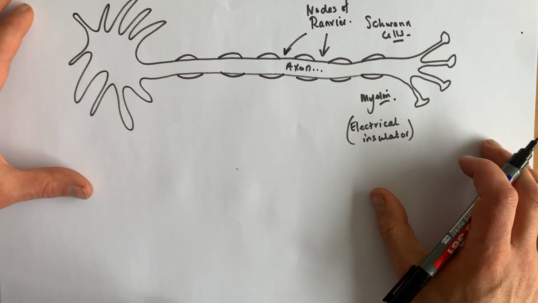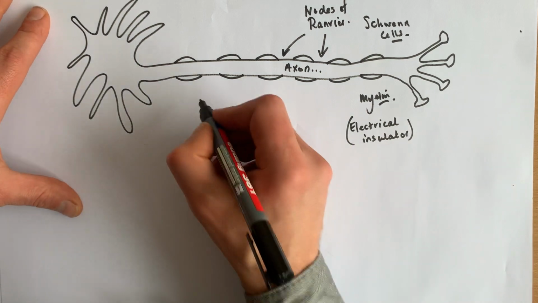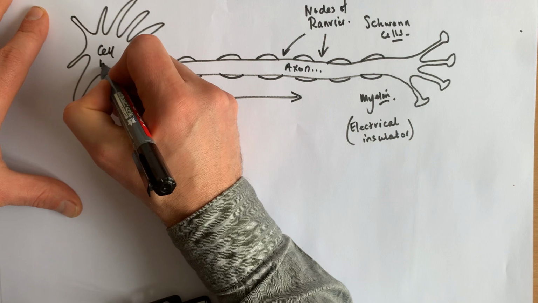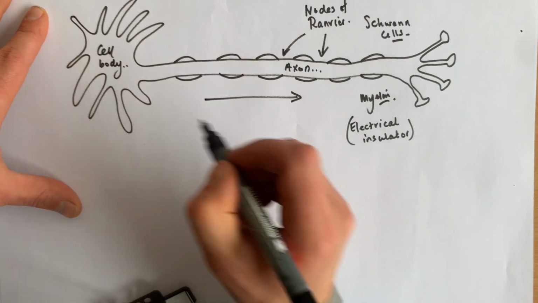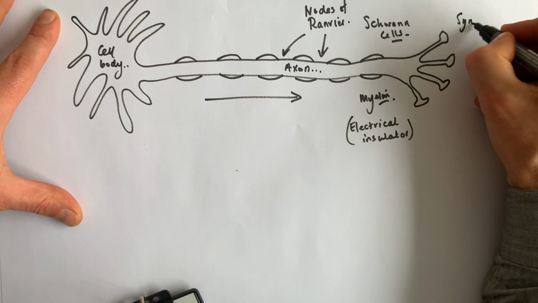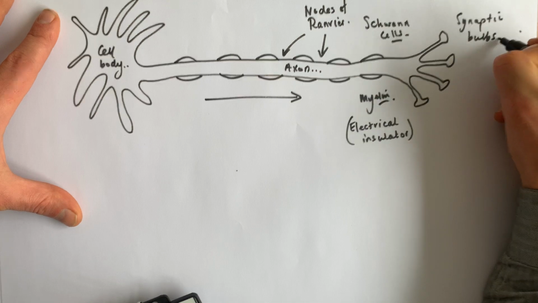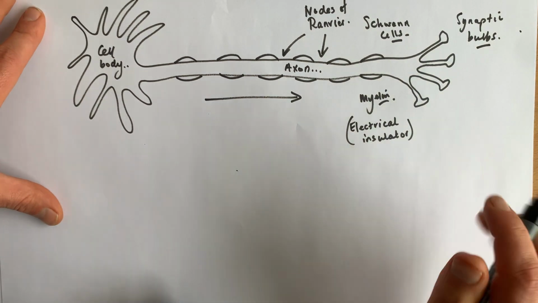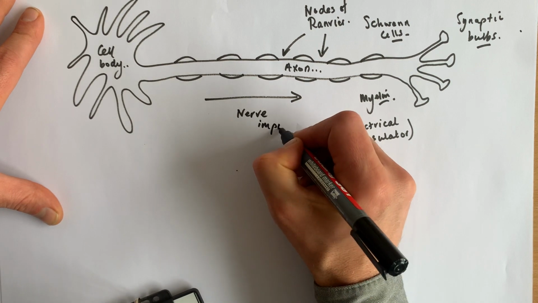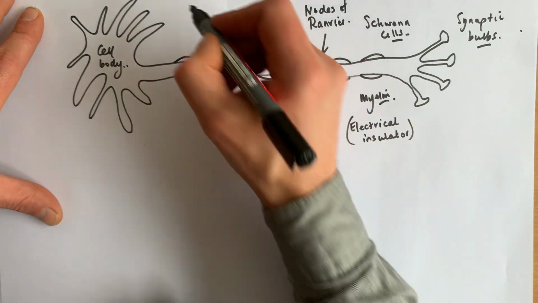Now that's going to allow the nerve impulse to jump from node to node, and that's called saltatory conduction, as the nerve impulse passes from the cell body, which is where you would find the nucleus, down to the synaptic bulbs, which is at the end of the axon. So these are the synaptic bulbs. So this would be the nerve impulse. And because it jumps from node to node, we're going to call that saltatory conduction.